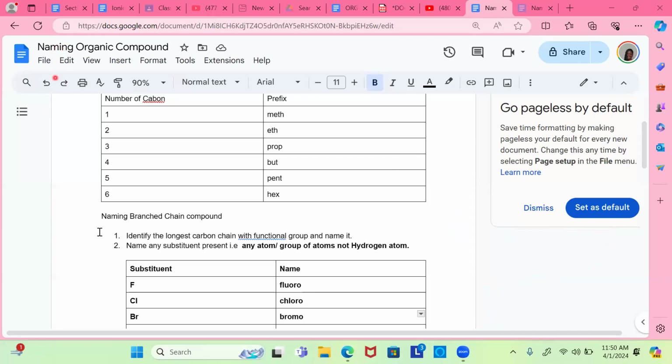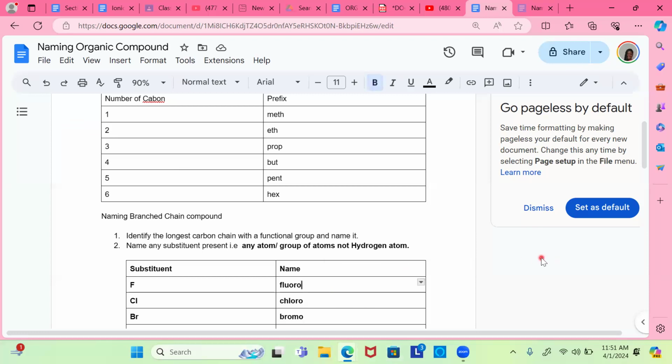So now we want to name branch chain compounds. What we're going to do is identify the longest chain with the functional group and name it, similar to how we were naming the compounds before. Then we are going to look on the carbon atoms and see if there's any atom other than hydrogen attached to it. Any atom other than hydrogen is called a substituent. So we will have to name the substituents.